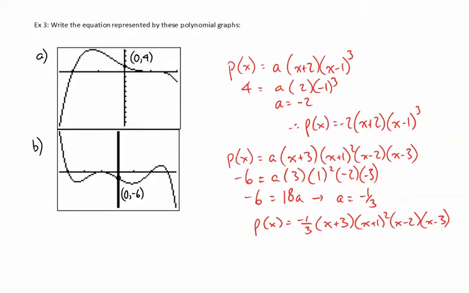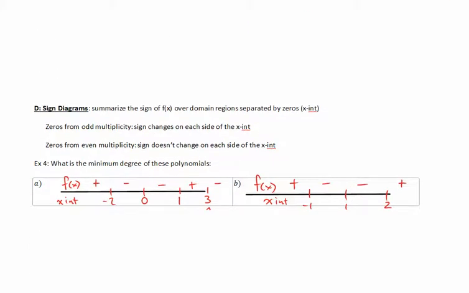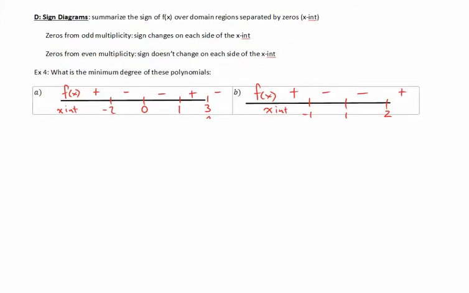All right, we're almost done. Last thing I'd like to talk about is something called sign diagrams. What sign diagrams do is they summarize signs of f of x, or range values, for certain domain regions that are separated by these zeros or x-intercepts. If I have odd multiplicity, the sign changes on each side of the x-intercept. You go from down to up or up to down. You can look back at previous graphs if that's not clear to you. For even multiplicity, the sign doesn't change because of the bouncing off.